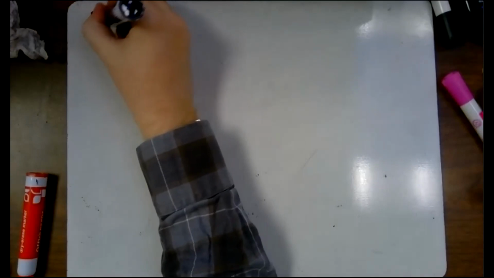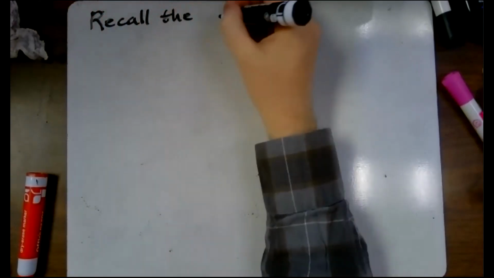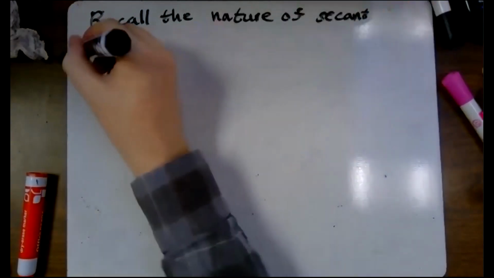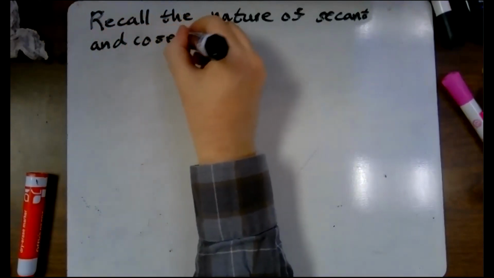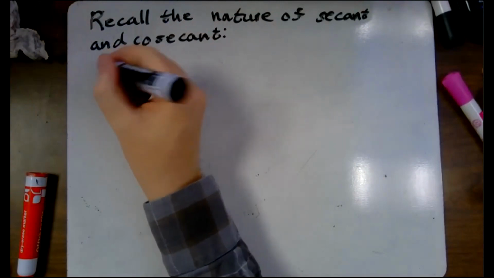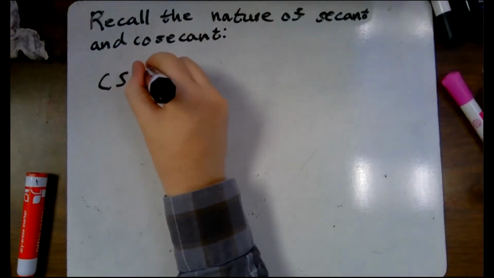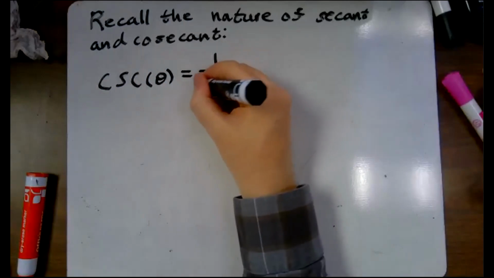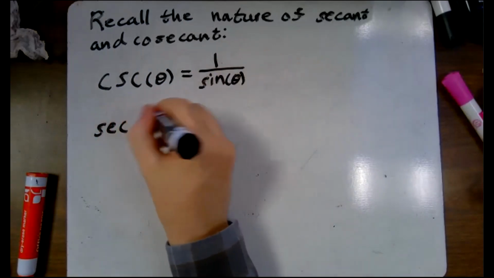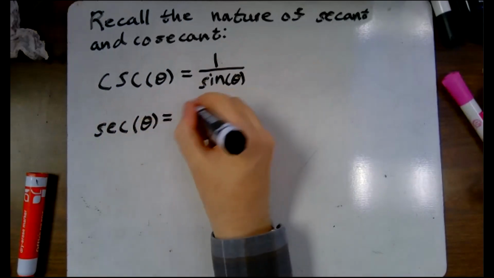Now let's try to understand cosecant and secant. So first, let's just remember what secant and cosecant are. Cosecant, CSC, is the reciprocal of sine. It's 1 over sine. Secant is 1 over cosine.